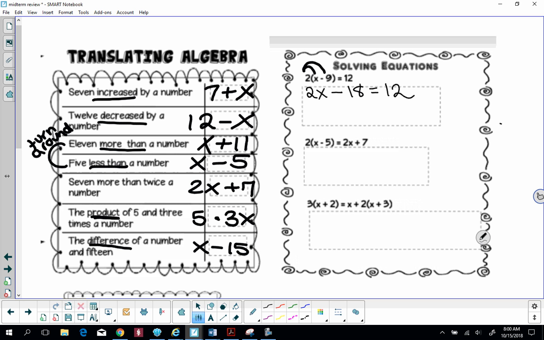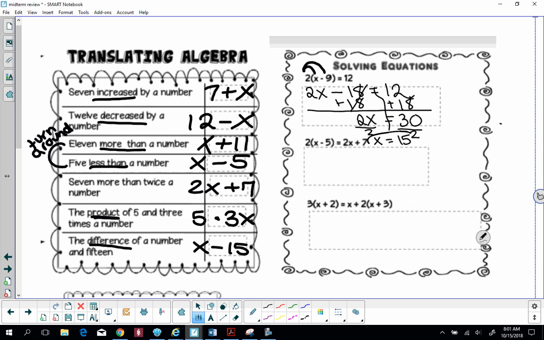Make sure we need to get the constant away first. How do we get rid of this constant? Add 18, right? Because that's the biggest mistake I see people do. And that answer choice will be there. They'll make sure to work it out so that answer choice will be there. And so you end up getting 2x equals 30. Then what do we do? Divide by 2. And you get x equals 15, we know that would be my solution.